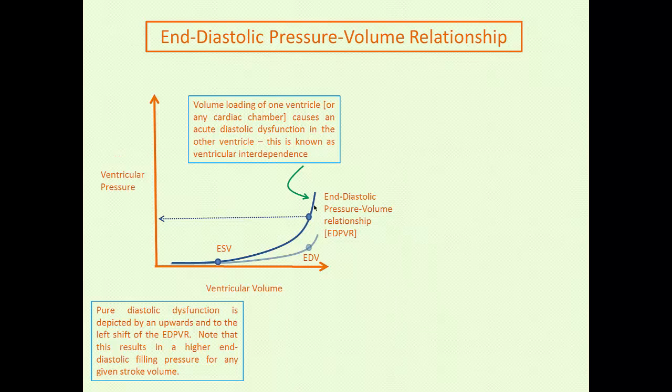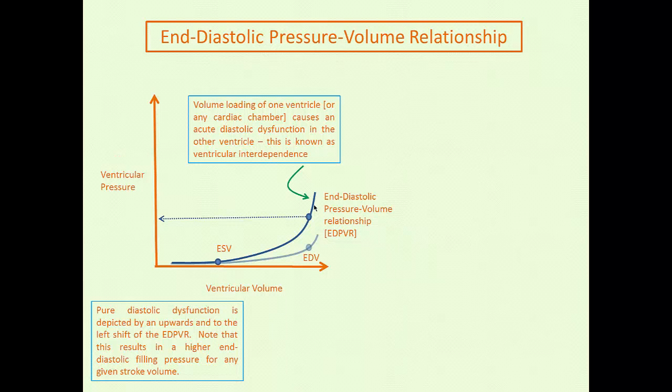So there's many things that can cause this, as I'm sure you can appreciate. I think classically everyone thinks of this thick, stiff left ventricular hypertrophy that you get with lifelong poorly controlled hypertension, which certainly can do it. And various restrictive cardiomyopathies that are always on board exams but you never actually see in life can cause this. But importantly, and I think this is frequently forgotten, volume loading of one ventricle, or really any cardiac chamber, causes an acute diastolic dysfunction in the opposite ventricle, and this is known as ventricular interdependence.